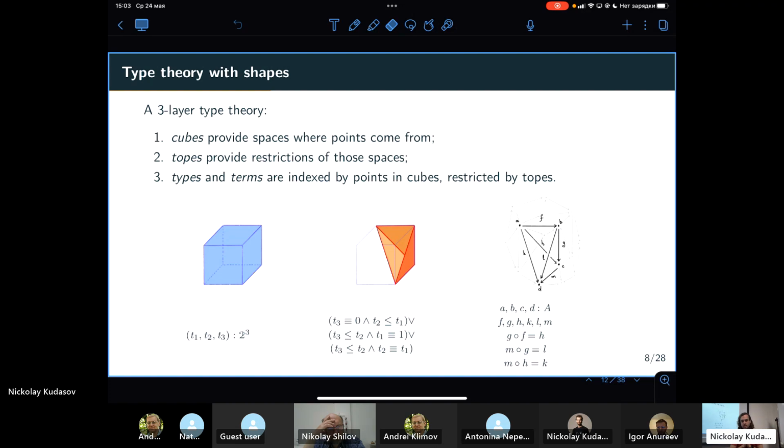So the type theory, like I said, basically consists of 3 layers. The first 2 layers collectively constitute a topologic, and the last layer is the types and terms layer. So terms, you can think of terms as programs or expressions corresponding to a particular type.